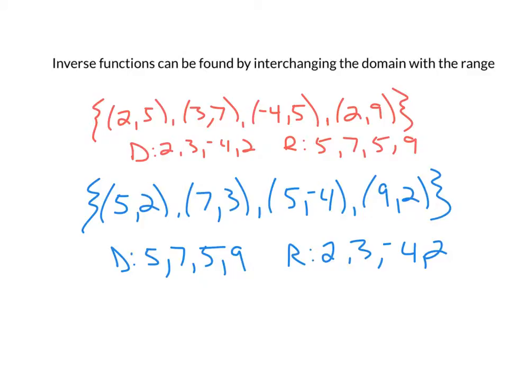And just to point out, neither of these are functions, right? We have an x value going to 5 and the same x value going to 9. So that wasn't even a function. And also its inverse, we have a 5 going to a 2 and a 5 going to a -4. So actually neither of these were functions, but that is the basics of how to find the inverse of a function.